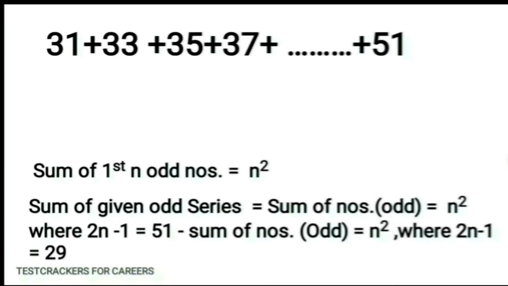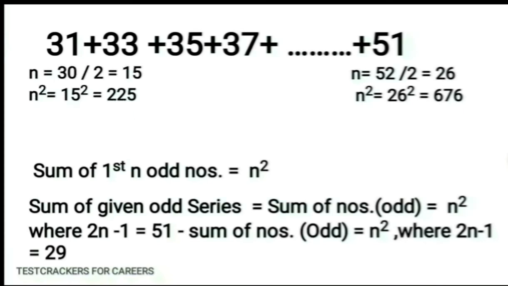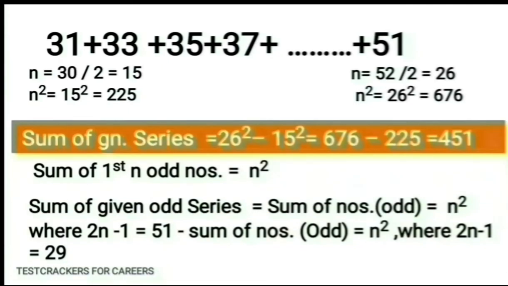To find the sum of odd numbers till 51, we have 2n minus 1 is equal to 51. Therefore, n is equal to 26 and n square is equal to 26 square, which is equal to 676. To find the sum of odd numbers where 2n minus 1 is equal to 29, we have n is equal to 15 and n square is equal to 15 square, which is equal to 225. Now we find the difference, and the sum of the given series is 451.